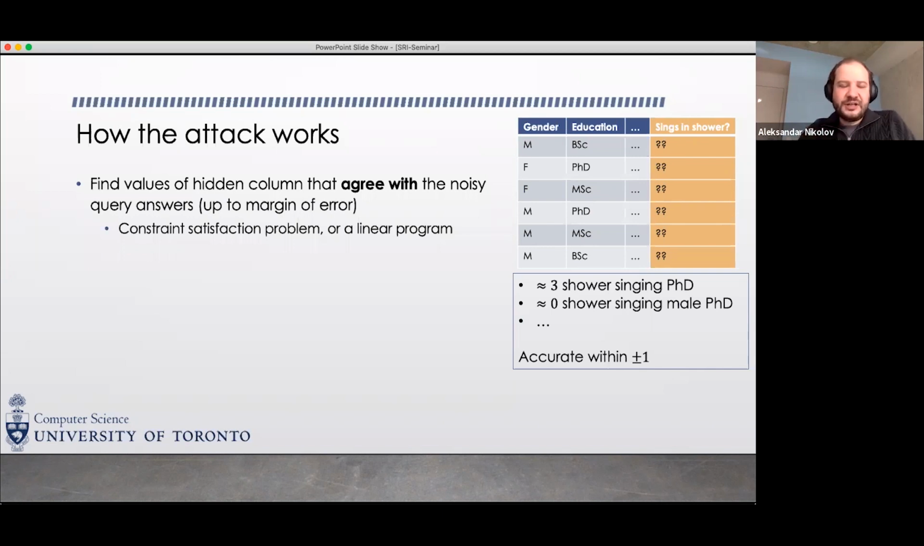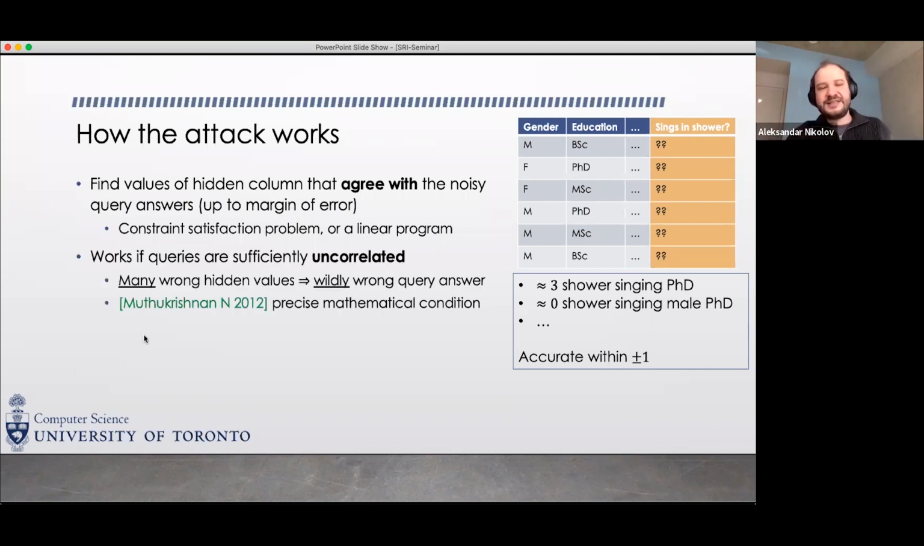And you can usually, maybe with a little bit of cleverness, write this as some sort of constraint satisfaction problem or a linear program. You can usually write this in a way that makes it a problem that can be efficiently solved on a computer. By efficiently solvable, I don't mean that you don't need large computational power. Sometimes these are fairly large computations, but they can be done. Okay, so that's the idea. That's basically how the attack works.